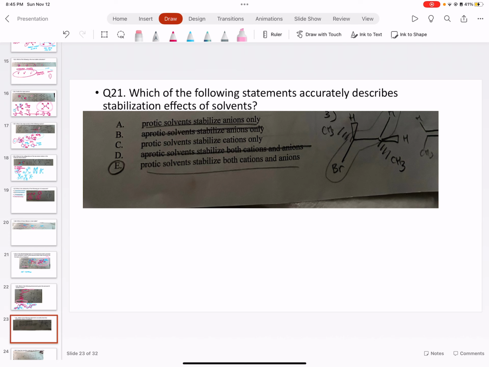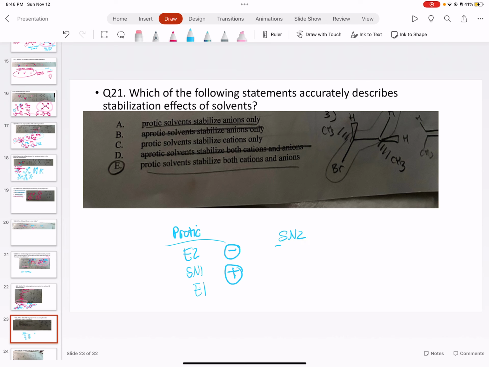Okay, question 21. Which of the following statements accurately describes stabilization effects of solvents? I got to this one with this knowledge. We previously mentioned that protic solvents can be used with E2, SN1, and E1, right? We normally know that E2s involve negatives, right? And SN1s and E1s most of the time give rise to a carbocation for a prolonged time.